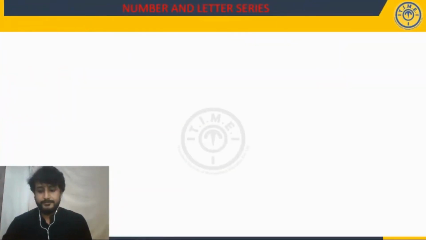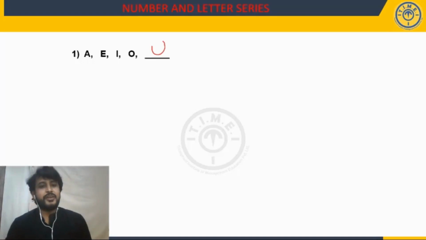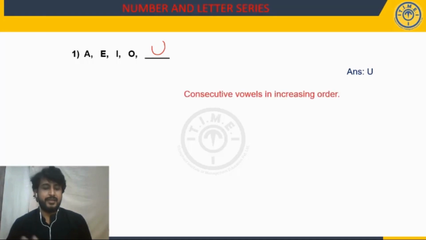See question number 1. A, E, I, O. What are these? Vowels. What is next to O? U. So consecutive vowels. What is the logic? Consecutive vowels in increasing order. A, E, I, O. Next will be U. After O, U. Now let's see the next question.